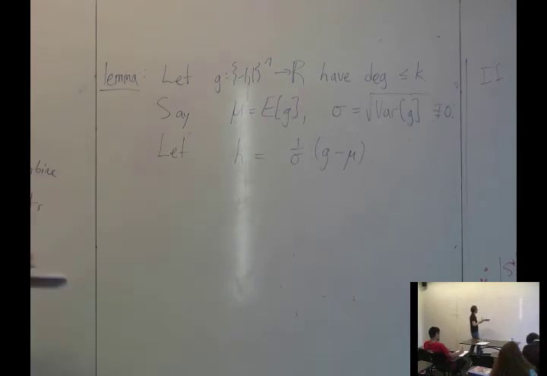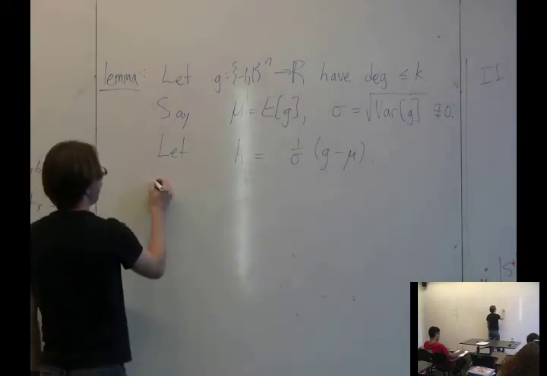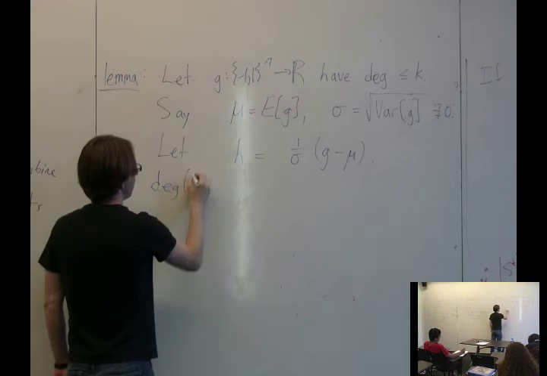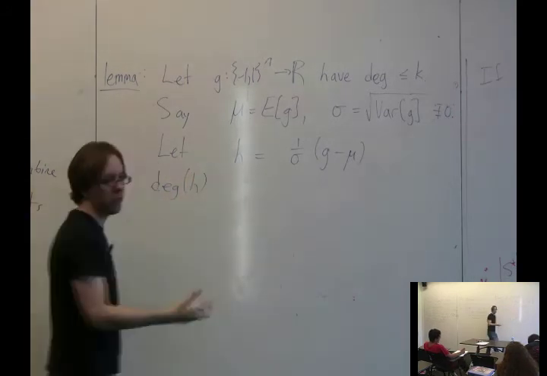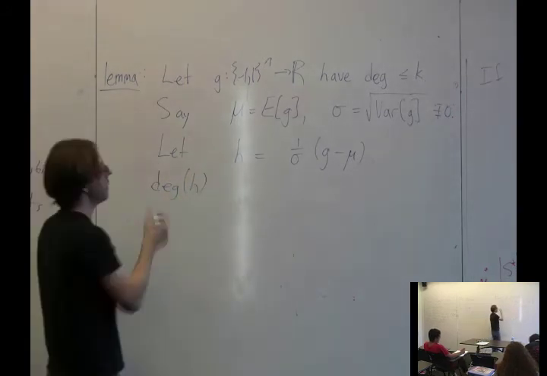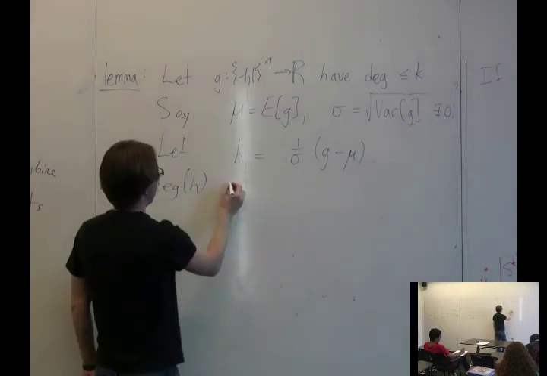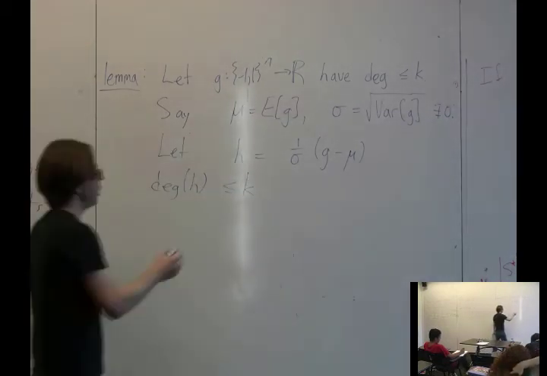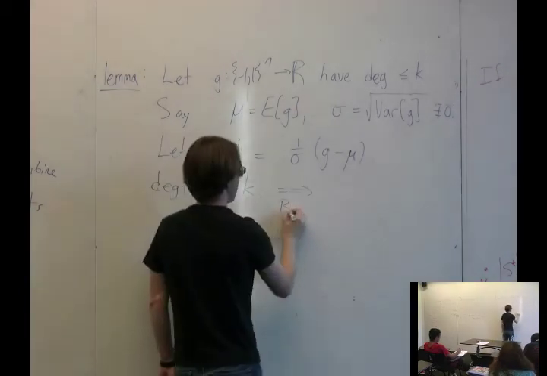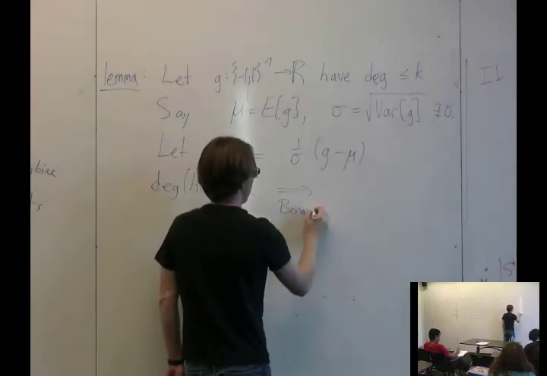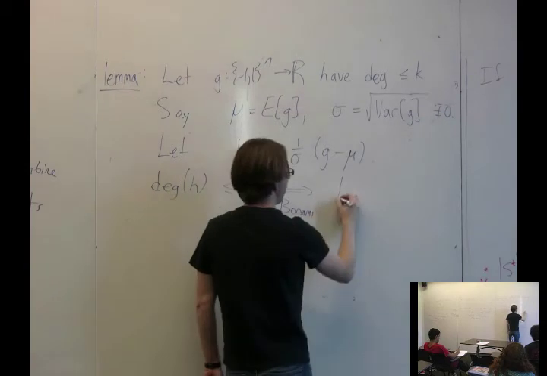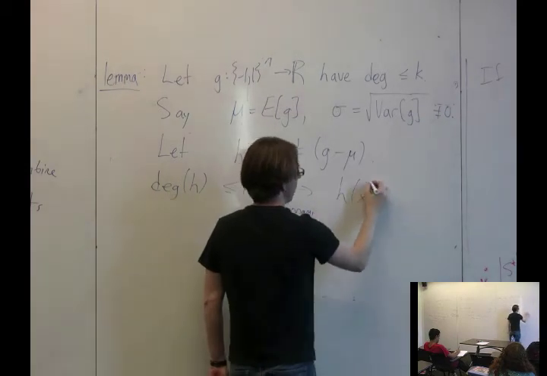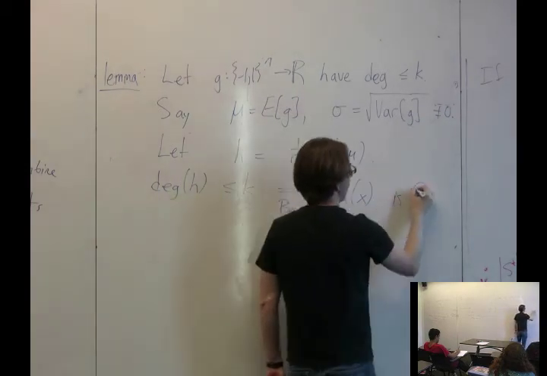Actually, I'm going to prove the lemma and state it at the same time. So of course we know that the degree of h, well, I just took h, subtracted a constant, and multiplied by a constant, so it doesn't change the degree, is also at most k. Which means, by Bonami's lemma, that the random variable, if you think of x as a random string, h of x is 9 to the k reasonable.